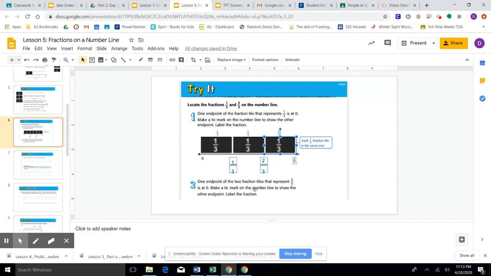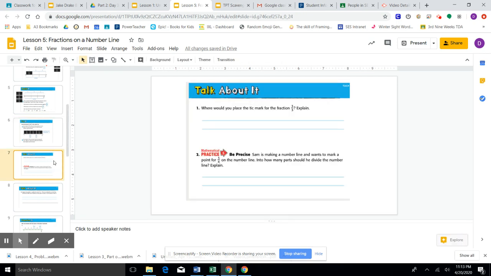One endpoint of the two fraction tiles that represent 2/3 is at 0. Make a tick mark on the number line to show the other endpoint. Label the fraction. Okay, so this 0, that's 0. Then there's 1/3, 2/3, 3/3, and 3/3 is the same as 1. Now let's talk about it. Where would you place the tick mark for the fraction 3/3?